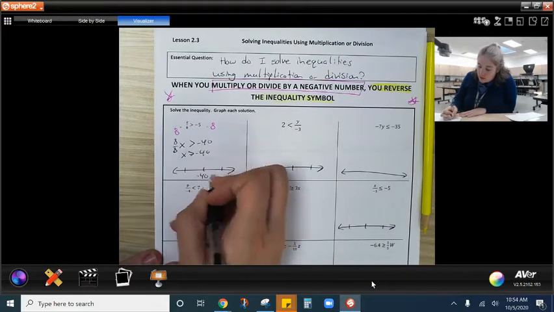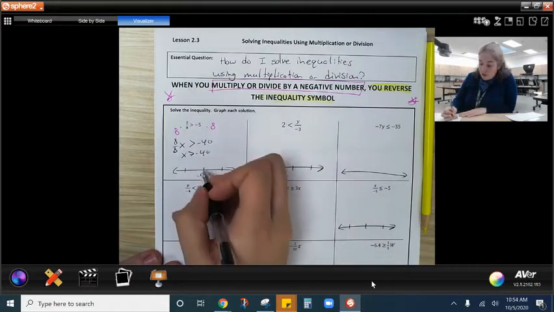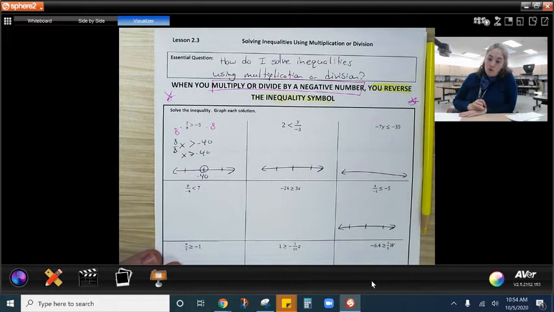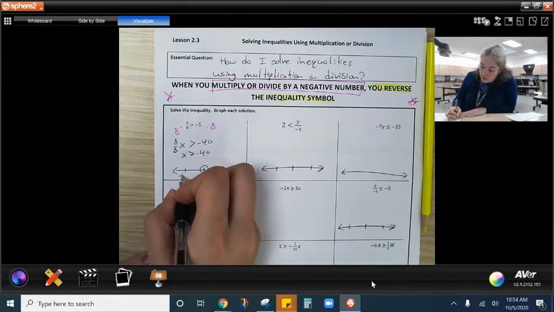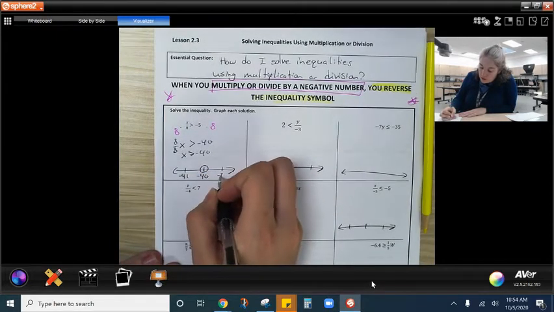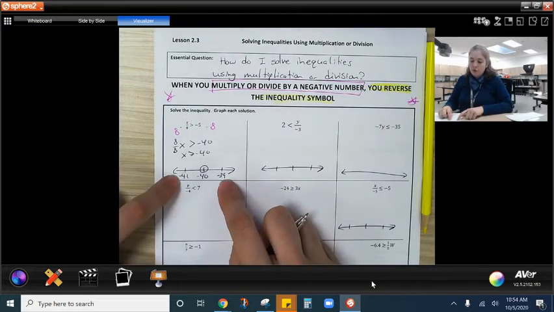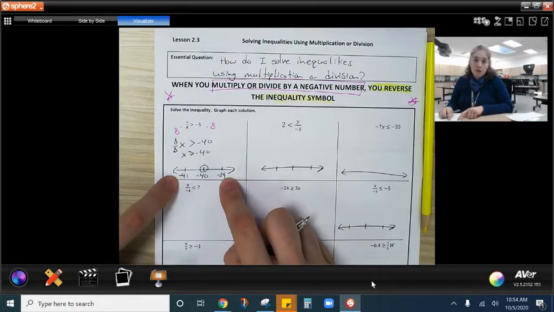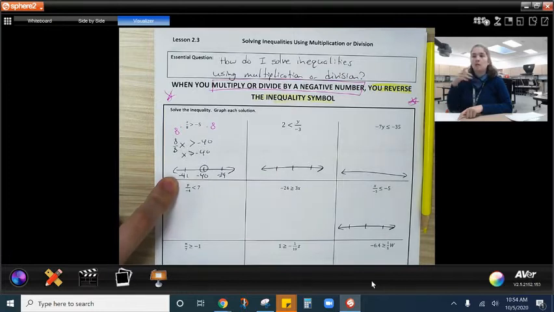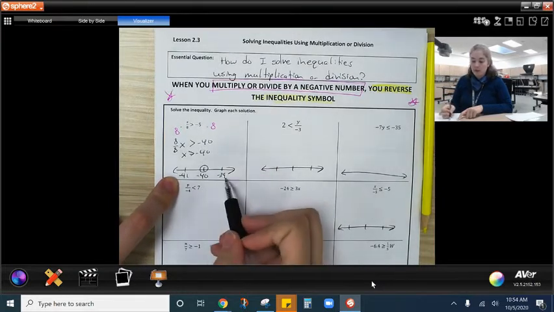So I'm going to do negative 40 here. I always start with my open circle, right? And then we need to figure out which direction we shade. Well, we would have negative 41 here and negative 39 here. You could also do like negative 30 and negative 50. I don't care what numbers are on either side, but it helps us to have those numbers. All right, so try to write them down.